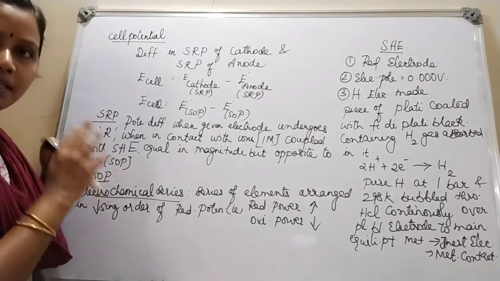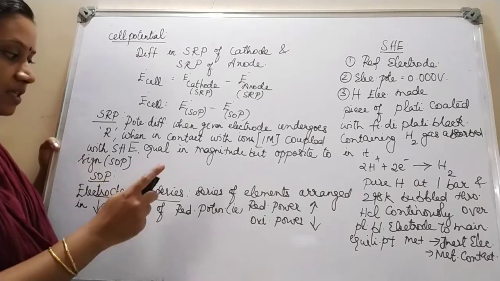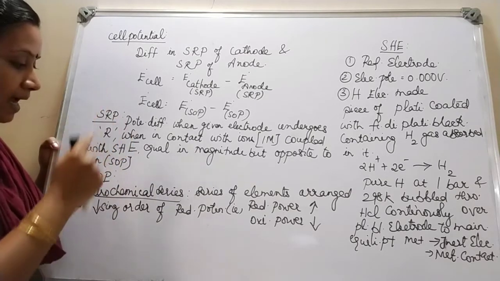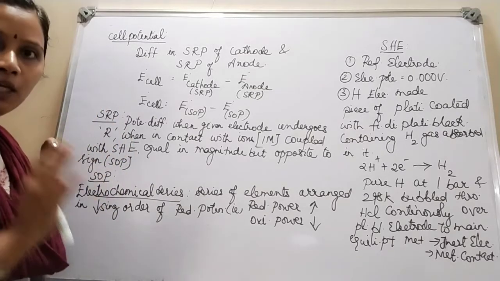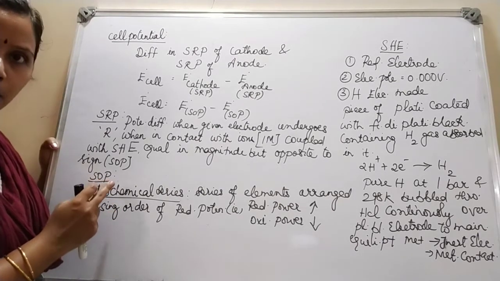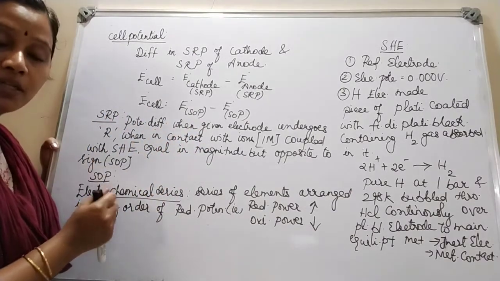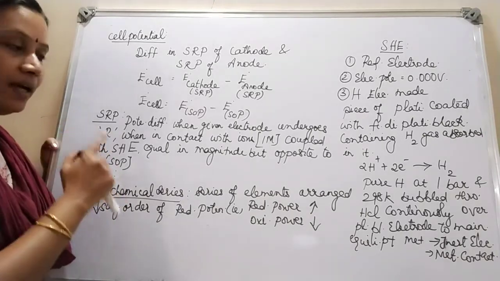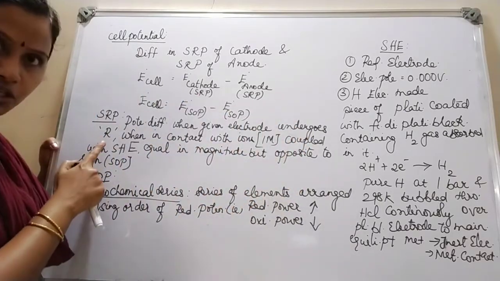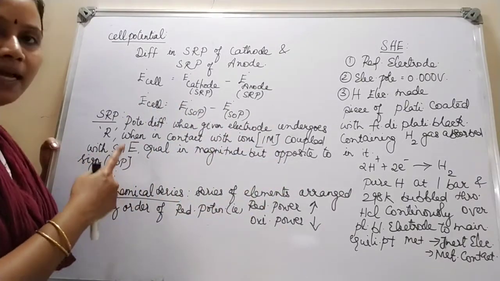The electrode is in contact with its own ion at 1 molar concentration, coupled with a reference electrode which is nothing but standard hydrogen electrode. Your standard reduction potential and standard oxidation potential are equal in magnitude, only the sign is different. Now what is standard oxidation potential? You can derive your own definition from reduction potential. Standard oxidation potential is the potential difference developed when a given electrode undergoes oxidation when it is in contact with 1 molar concentration, coupled with a reference electrode, that is standard hydrogen electrode.